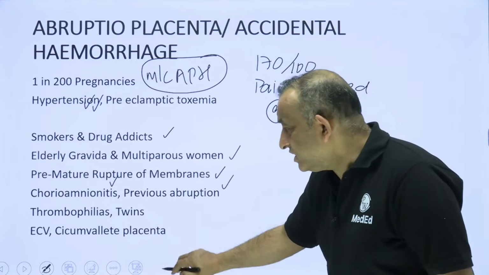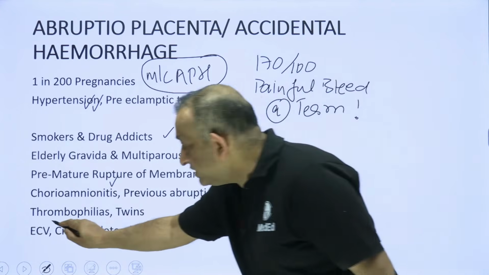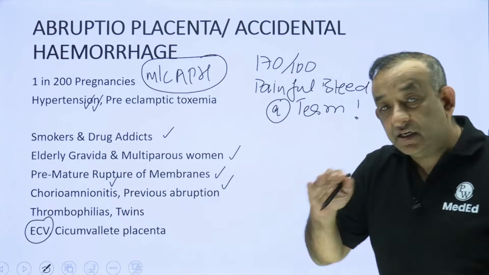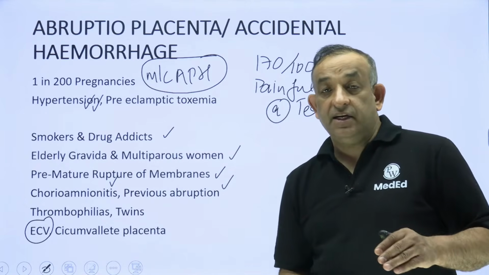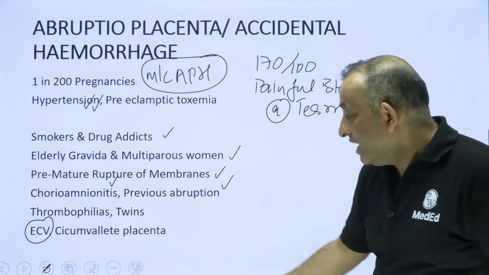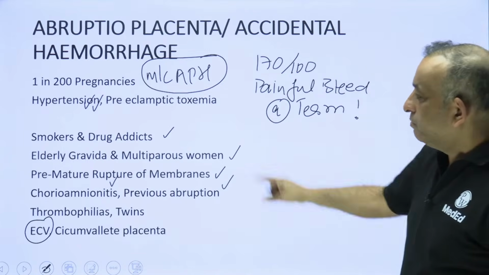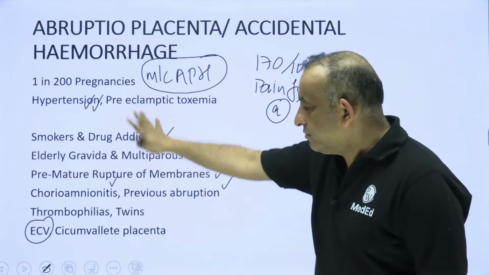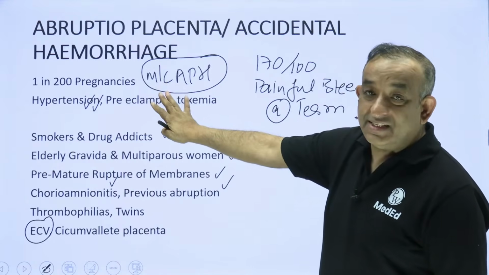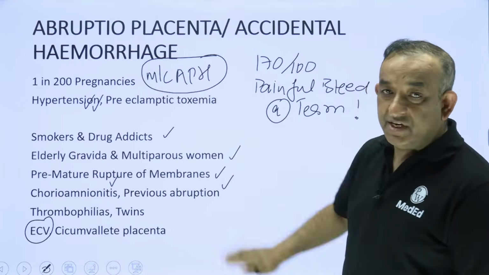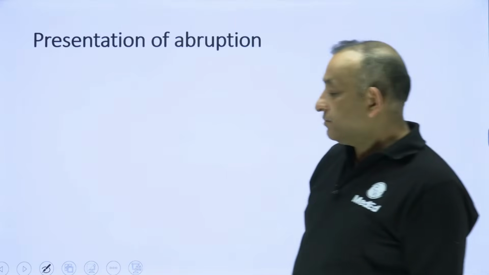Then in twins gestation, external cephalic version, ECV, turning the baby from breech to cephalic, turning a transverse lie to cephalic before delivery, and circumvallate placenta. So all of this can cause abruption. So main cause of abruption, for theory you can remember all of that, but for practical and all exam questions, abruption is hypertension associated.